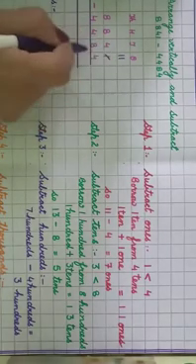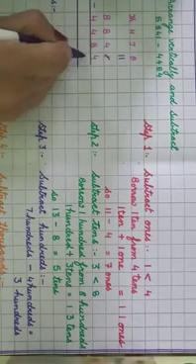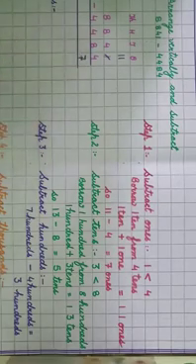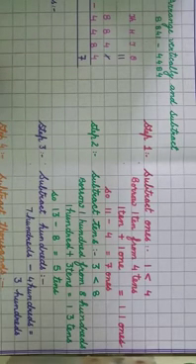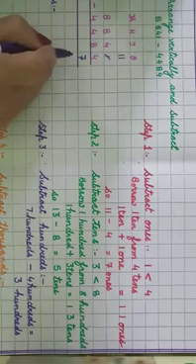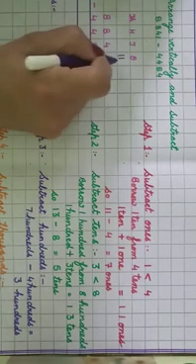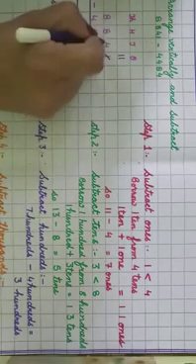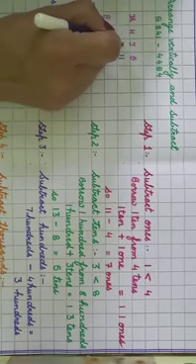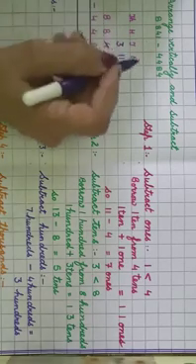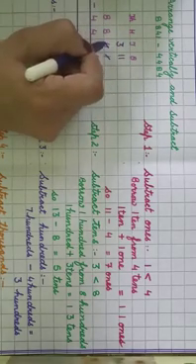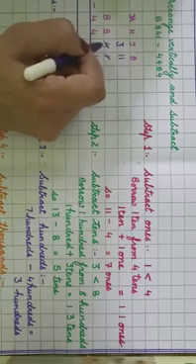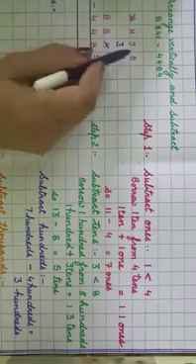Now 11 minus 4 is 7. So we will write down 7 under ones. Now this 1 has borrowed 1 from 8 tens, so this 8 will become 7 tens. Now the second step is subtract tens.